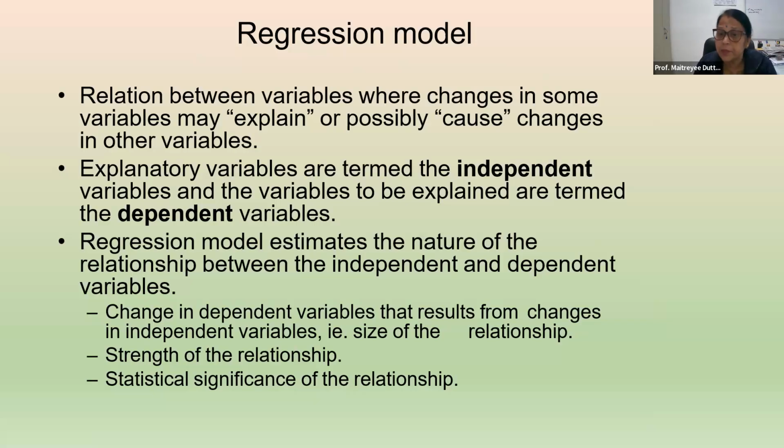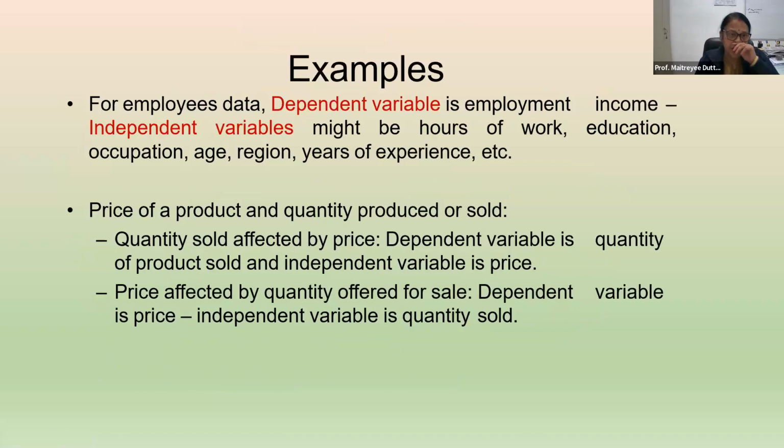Explanatory variables are termed the independent variables, and the variables which are to be explained are known as your dependent variable, right? So what does a regression model give? It gives the size of the relationship, the strength of the relationship. It can also give you the significance, the statistical significance, p value, r value of the relationship. We will see what the parameters of the regression are.